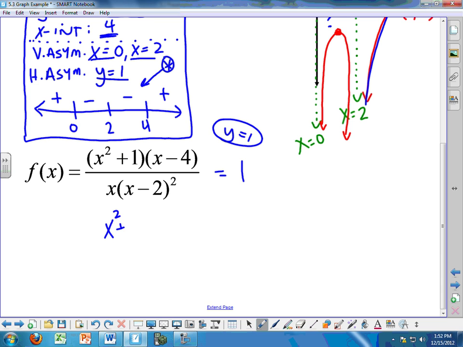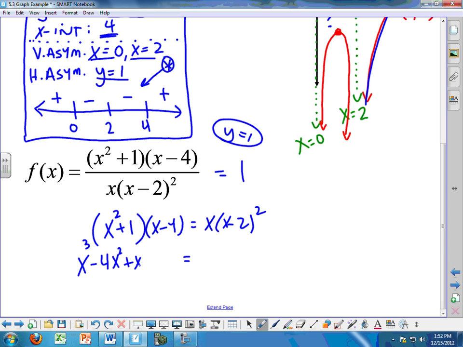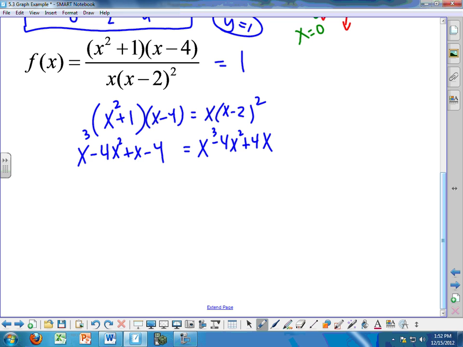This gives me (x squared plus 1) times (x minus 4) is equal to x times (x minus 2) squared. Multiplying these out completely, on the left-hand side by FOIL, I get x cubed minus 4x squared plus x minus 4. On the right-hand side, this is (x minus 2) squared times x. If it's all right, I'll do that all in one step. That's going to be x cubed minus 4x squared plus 4x. That's multiplying the x minus 2 times itself and then distributing that x into the final values.